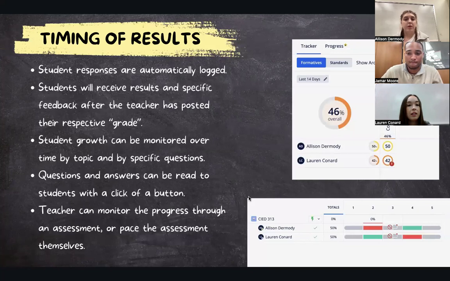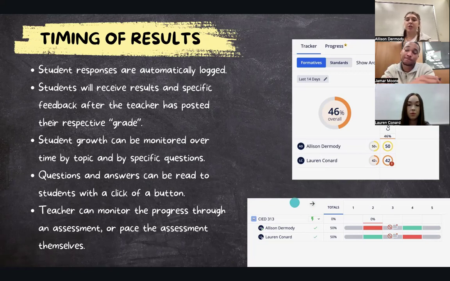So timing of results, student responses are automatically logged and students will receive results and specific feedback after the teacher has posted their grade. So this is really nice both for the student and the teacher. The students can see the grade and the teacher can give the grade very easily. And student growth can be monitored over time by topic and by specific questions. So this is really nice for the teacher to see how much progress the student has made in like a unit or over the year. And questions and answers can be read to students with a click of a button, which is really nice. And the teacher can monitor the progress through an assessment or pace the assessment themselves.